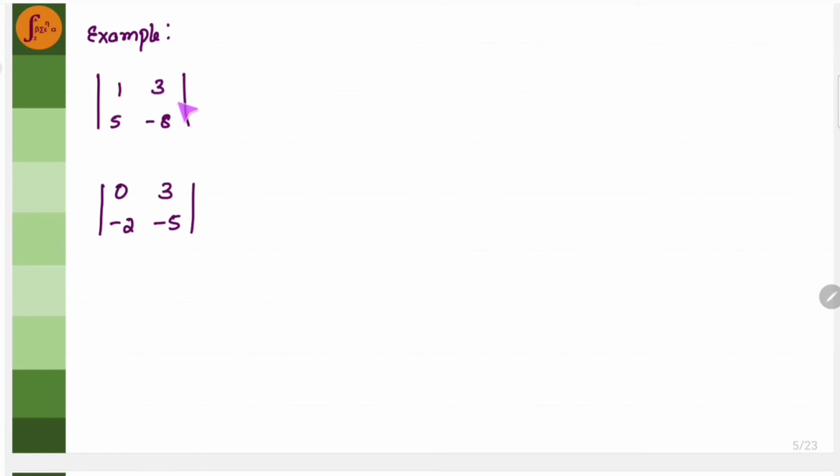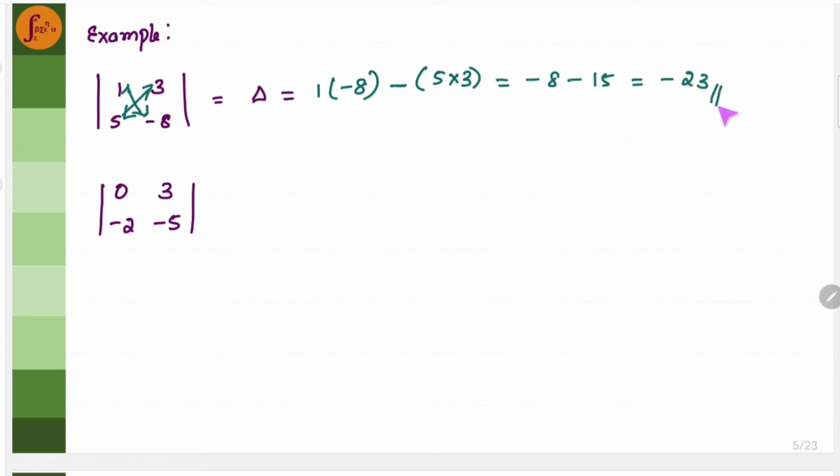Say we have this example for a 2 by 2 matrix. So how would we calculate the determinant? The determinant would be cross multiply 1 into minus 8 and 3 into 5. So we'll get 1 into minus 8, minus, in between, 5 into 3, which is minus 8 minus 15, which is equal to minus 23. So this is the determinant.